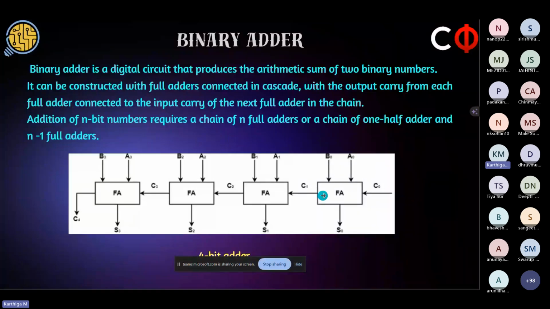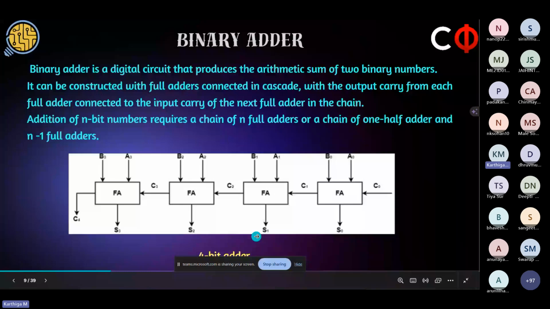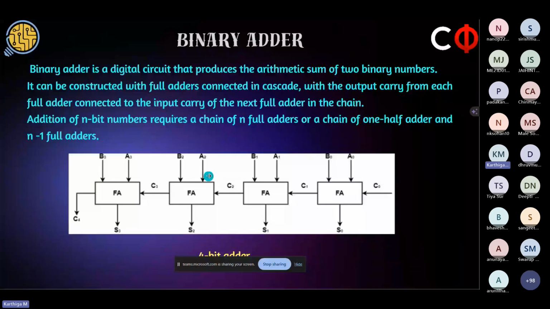And the process repeats again and again. So whatever is the sum of the second full adder, it will be the second bit of the final sum. And the carry it gives goes as the input carry for the third full adder. So the same procedure repeats till the end.